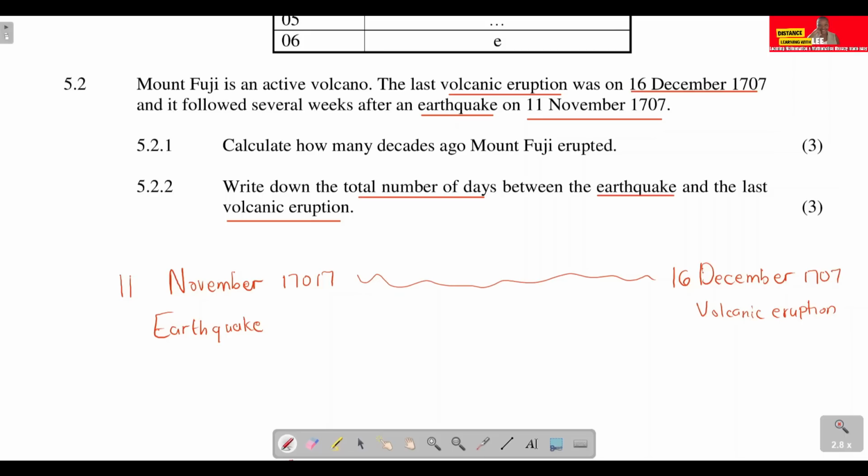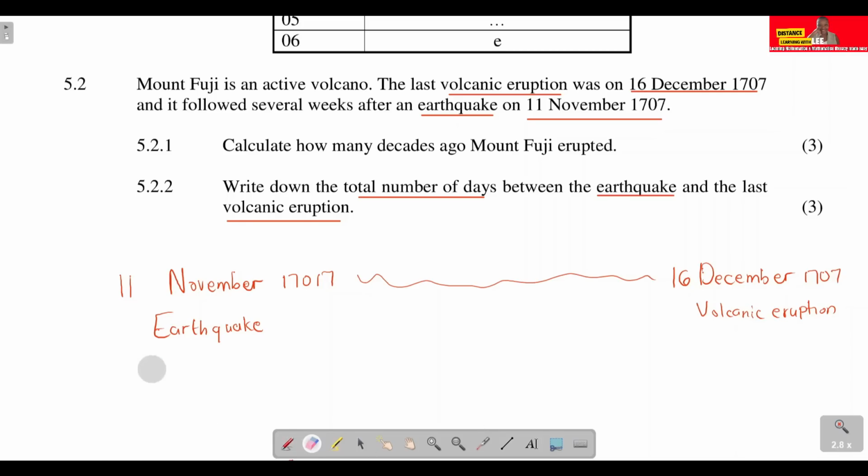From using our knuckles, you can see that the last day of the month for November is the 30th. If you take that 30 and minus 11, you'll find how many days are between the 11th of November and the 30th of November.